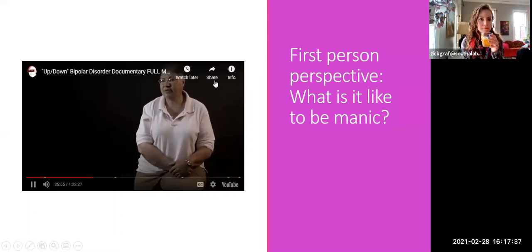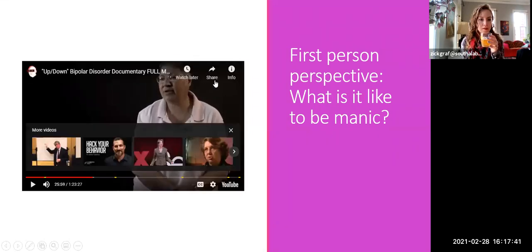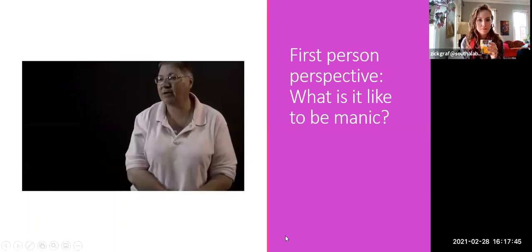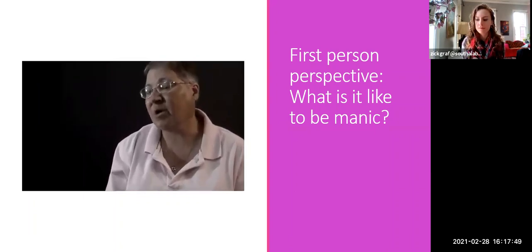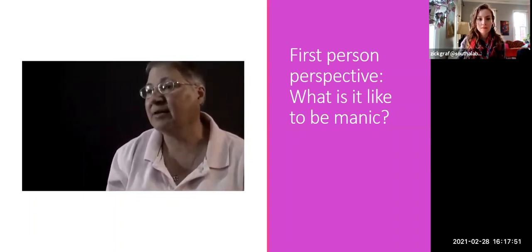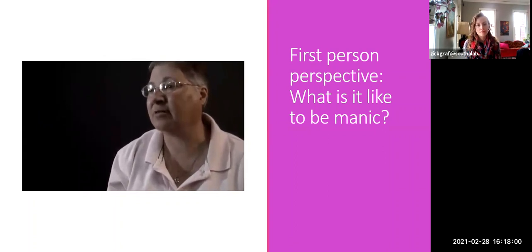Well, generally speaking, when I'm manic, I'm very energetic, I'm excited, I'm busy, I'm doing lots of stuff, which is the positive side because I get a lot done. The downside is that I can spread myself too thin and actually overtire myself, and then that leads to a downside and leads into a spiral depression.